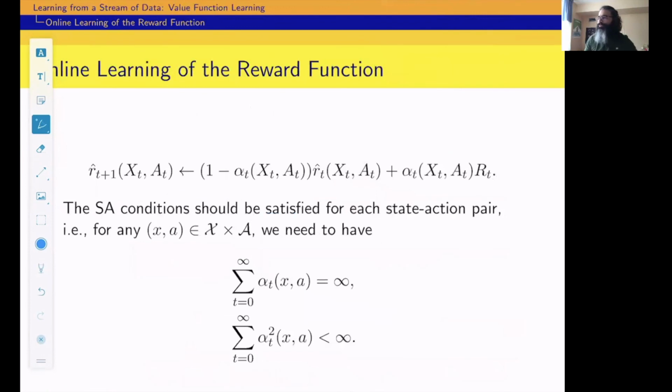Okay, so this is essentially the same as before. We need to have some stochastic approximation conditions as before. The difference is that now the learning rate condition should be satisfied for each of x and a's. So for each x and a, the summation of alpha t should diverge, and the summation of the squared value should converge. So that's the kind of condition.